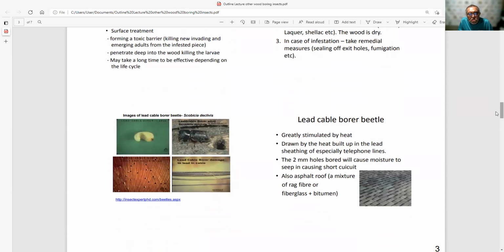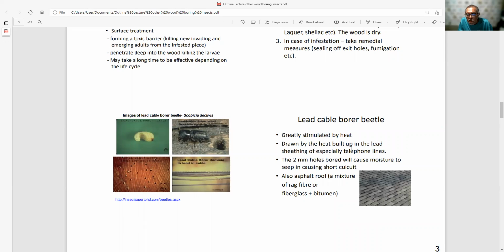These are some of the images of the lead cable borer beetle, in the same group as, or under the same family as, Bostricidae, the powder post beetle, the large ones. You can see the impression of insects boring out of the wood surface. Greatly stimulated by heat. Okay, I think I have emphasized this.